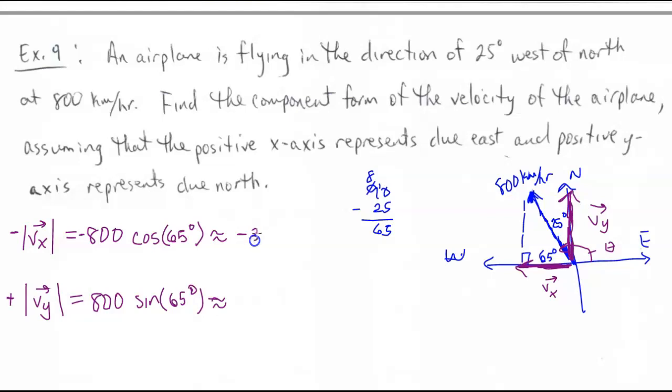So this will be a negative 338.1, and this will be kilometers per hour. And we have a positive 725 kilometers per hour.